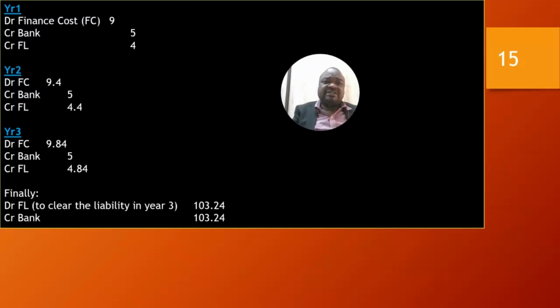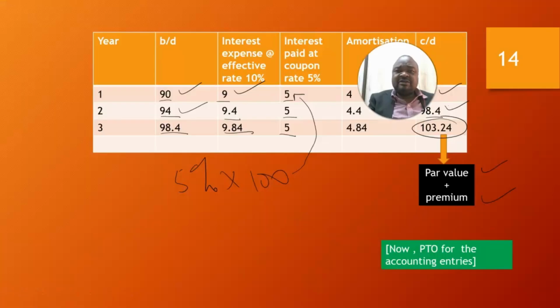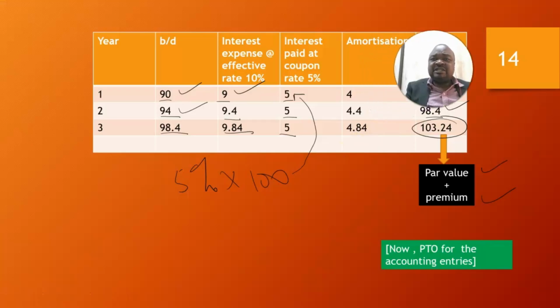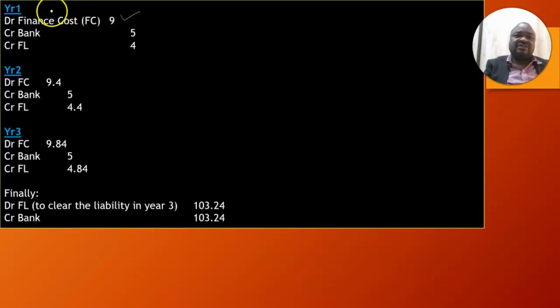So, ladies and gentlemen, these are the accounting entries we expect to see. All right, so initially we are going to debit the finance cost of 9 million. How did we find the 9 million? If you come here, you will see that the 9 million was 10% of 90. So we are going to debit the finance cost. Remember, finance cost is a product of the effective interest rate multiplied by the balance brought forward, all right? And so this is an expense.